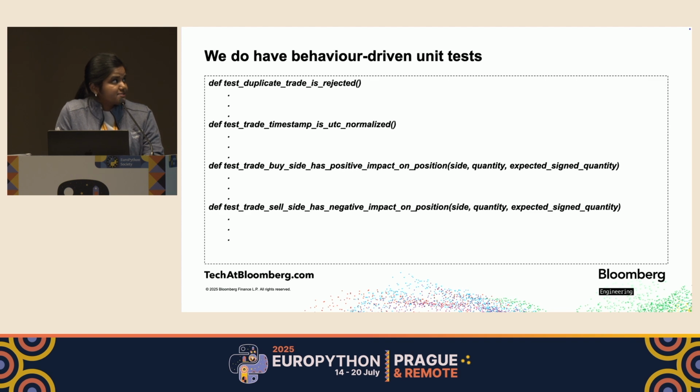Test duplicate trade is rejected. Test trade timestamp is UTC normalized. Test trade buy side has a positive impact on positions. These tests are powerful, not because they're complex, but because they align with the intent. They describe what the system should do and not how it's built. And the best part, they survive refactoring. As long as the behavior doesn't change, these tests don't break, even if the underlying code is completely reorganized.